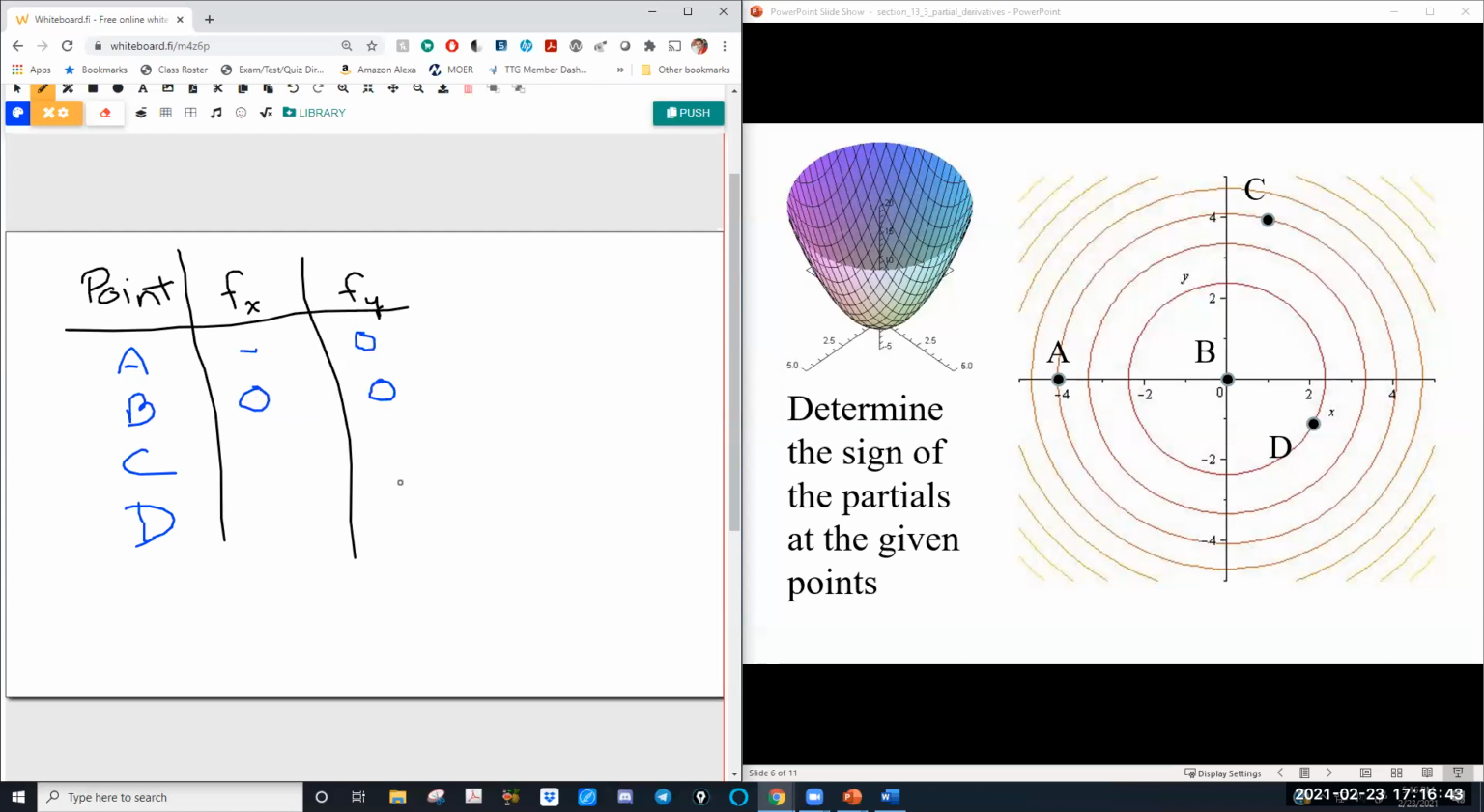All right, so at C, let's talk about it. F sub x, what do you guys think? Positive, negative, or 0?